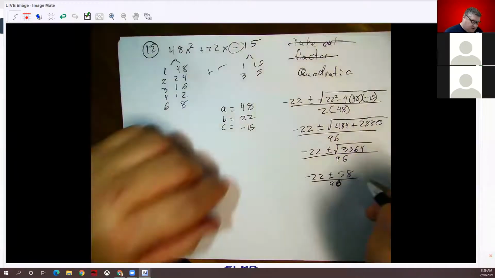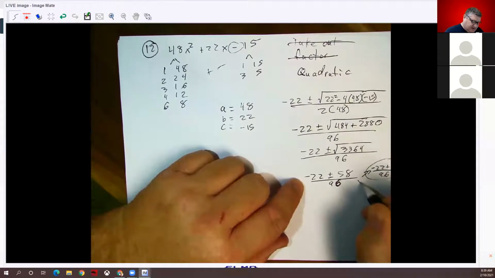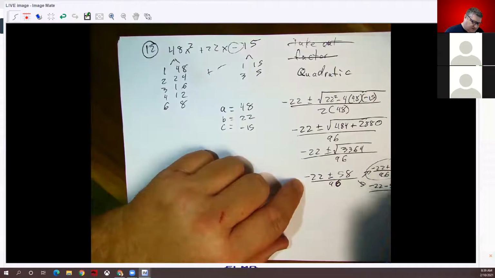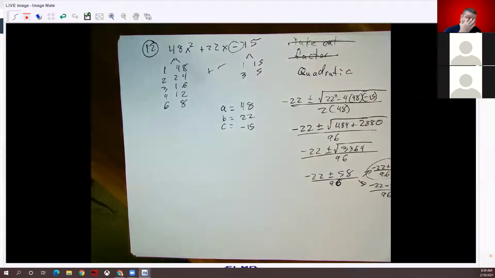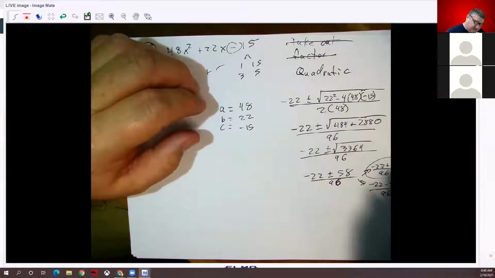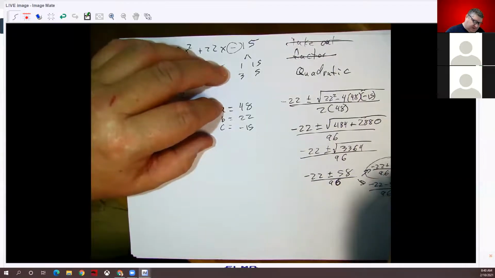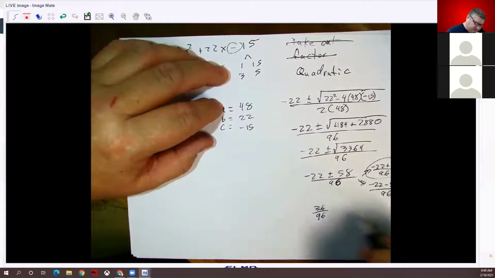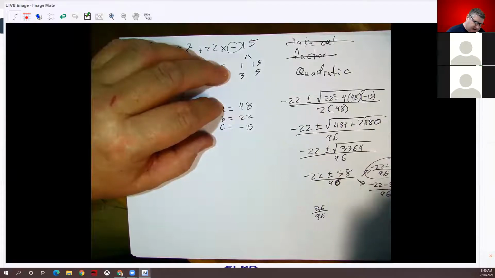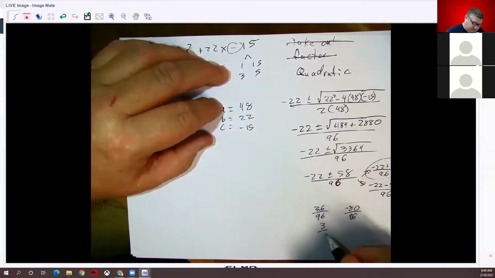Okay, so let's do this. We got negative 22 plus 58 over 96. Somebody tell me what that is. And here I got negative 22 minus 58 over 96. And then somebody tell me what that is. Go. So I end up with 36 over 96, and then I end up with negative 80 over 96. And so this reduces to 3/8.